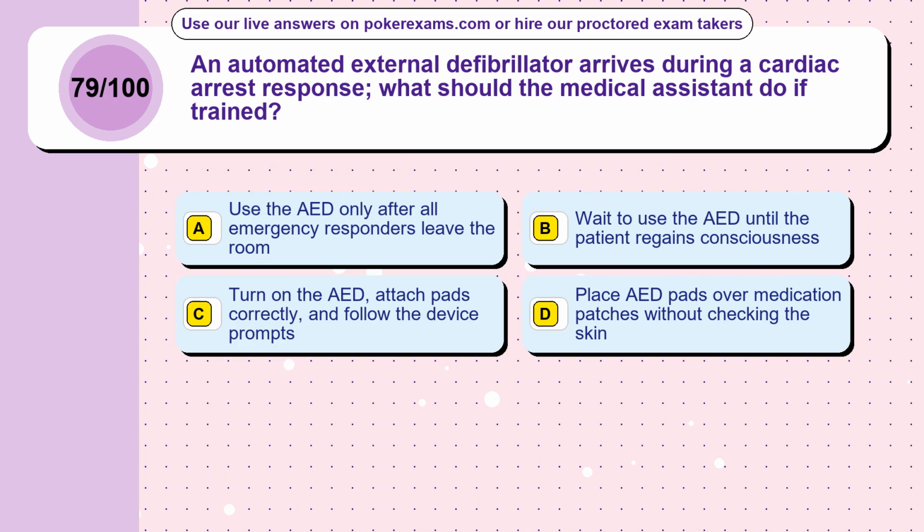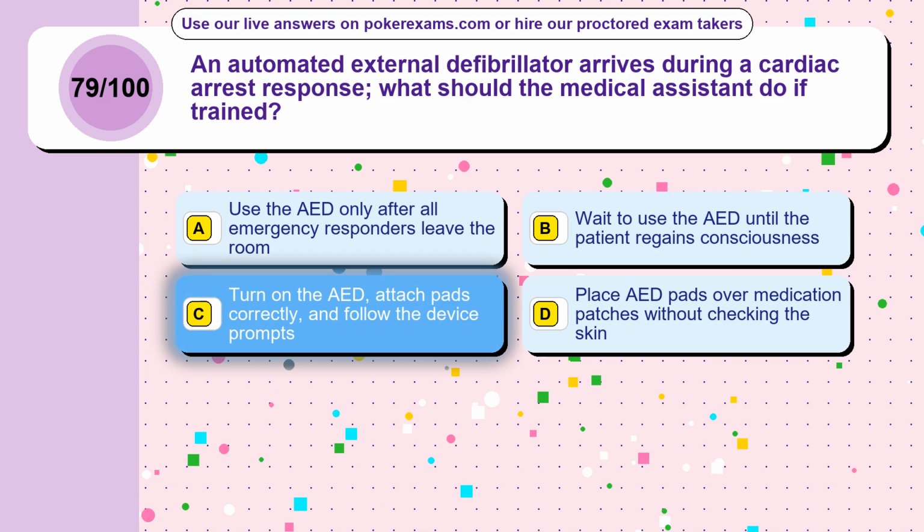Question 79. An automated external defibrillator arrives during a cardiac arrest response. What should the medical assistant do if trained? Option A, use the AED only after all emergency responders leave the room. Option B, wait to use the AED until the patient regains consciousness. Option C, turn on the AED, attach pads correctly, and follow the device prompts. Option D, place AED pads over medication patches without checking the skin. The correct answer is option C, turn on the AED, attach pads correctly, and follow the device prompts.